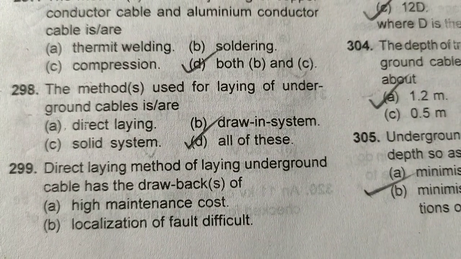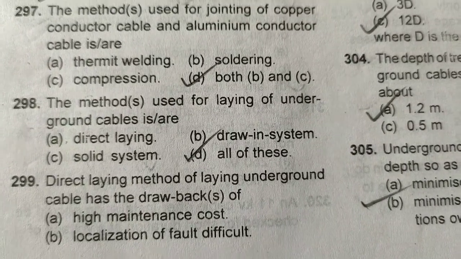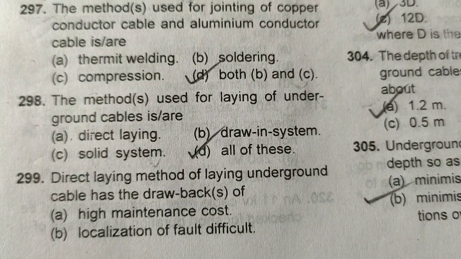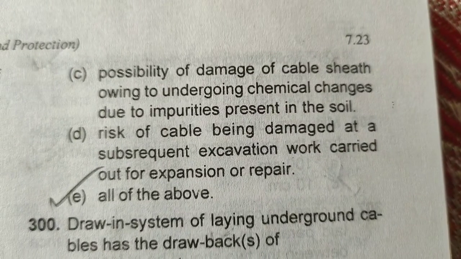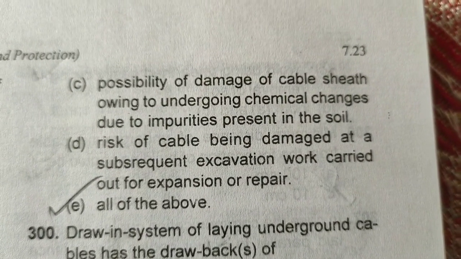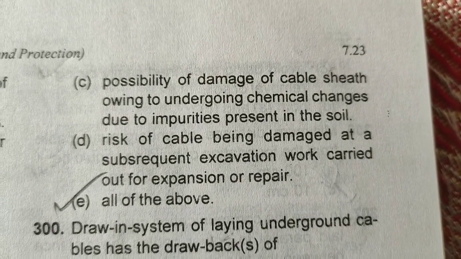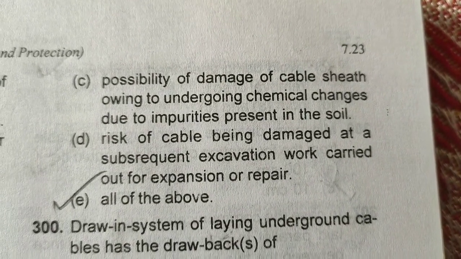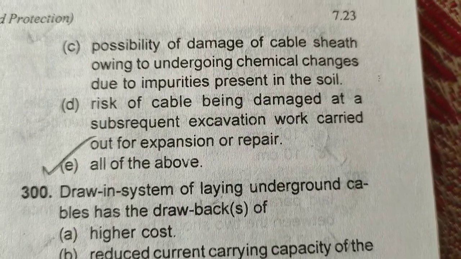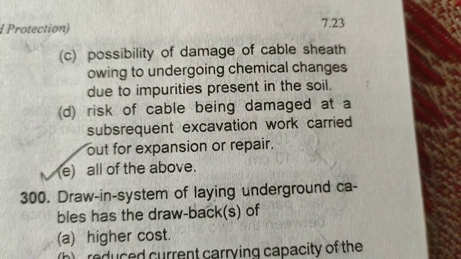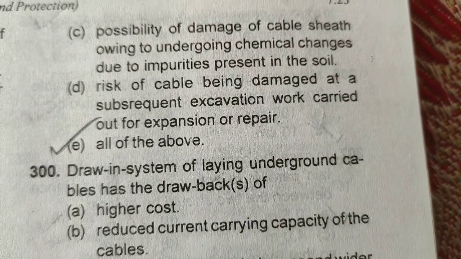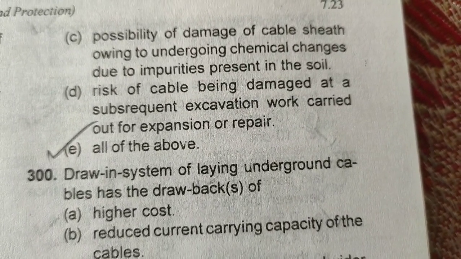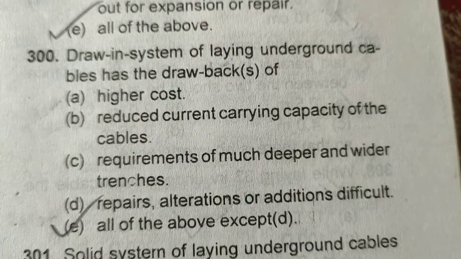Direct laying method of laying underground cable has the drawbacks of high maintenance cost, localization of the fault being difficult, possibility of damage of cable sheath owing to chemical changes due to impurities present in the soil, risk of cable being damaged at the subsequent excavation work carried out for expansion or repairing. All of the above.